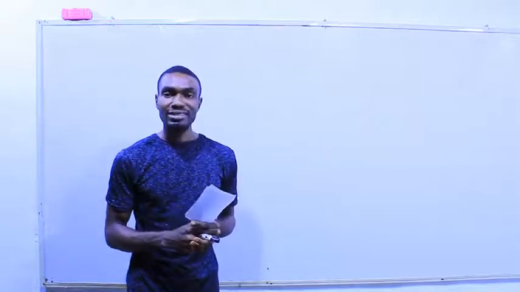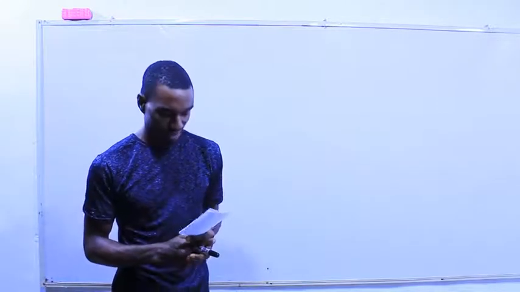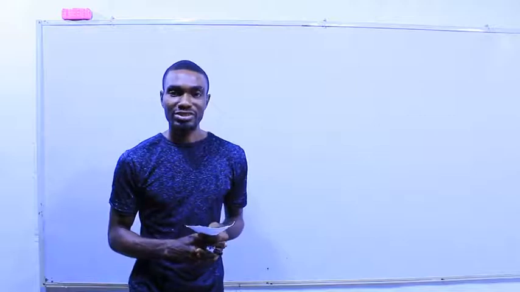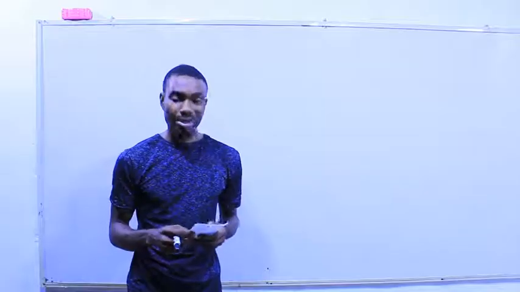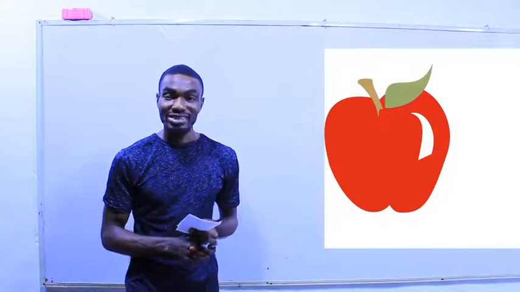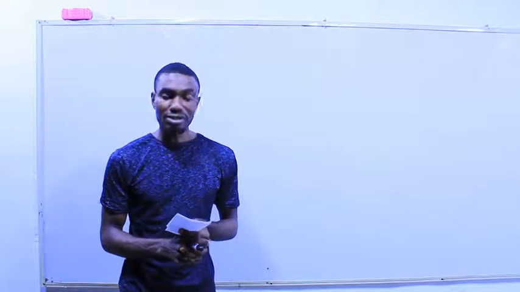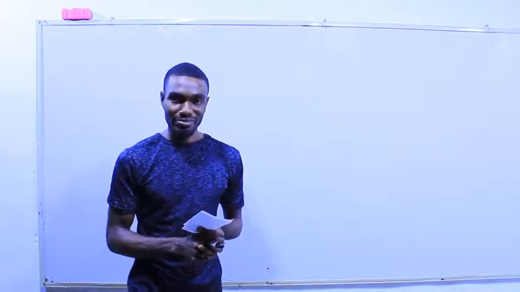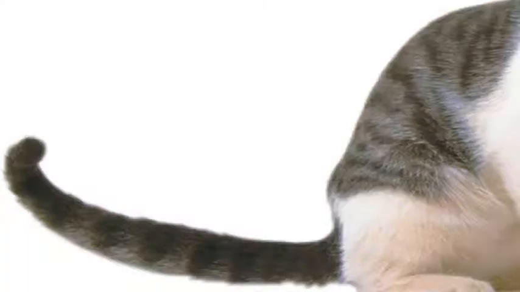N for natte. Natte. That is a mat. O for orange. Orange. That means an orange. P for pomme. Pomme. That means an apple. Q for queue. Queue. That means a tail. The tail of a lion, the tail of a cat, the tail of a dog, whatever tail it is.